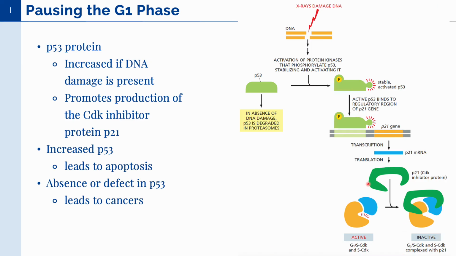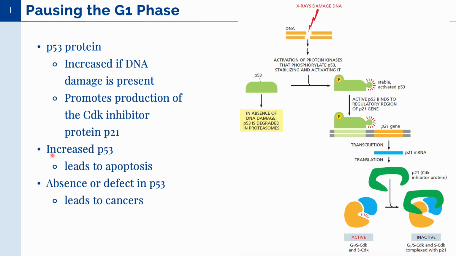Now, as long as the P21 protein is present in the cell, the G1/S-CDK and S-CDK complexes remain inactive, so the cell cannot proceed to the S phase. If there is enough P53 protein that is being produced by the cell, this means that there is too much DNA damage for the cell to deal with. It will lead the cell to commit apoptosis or cell suicide.